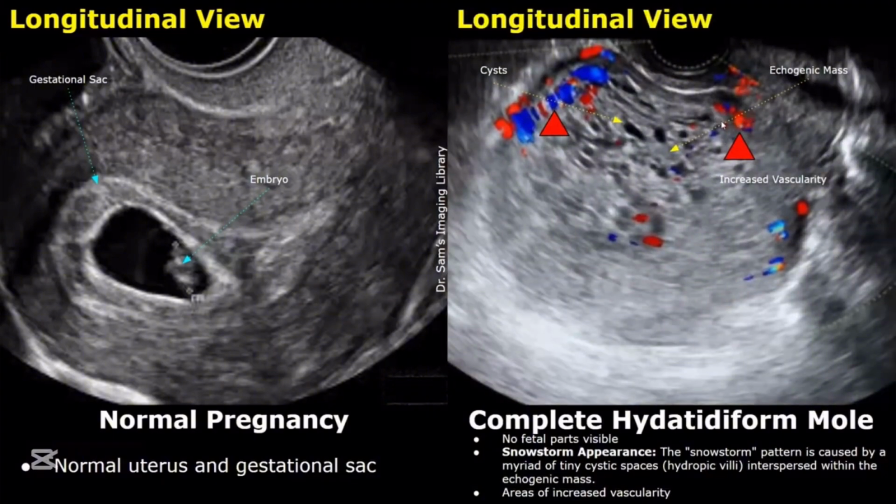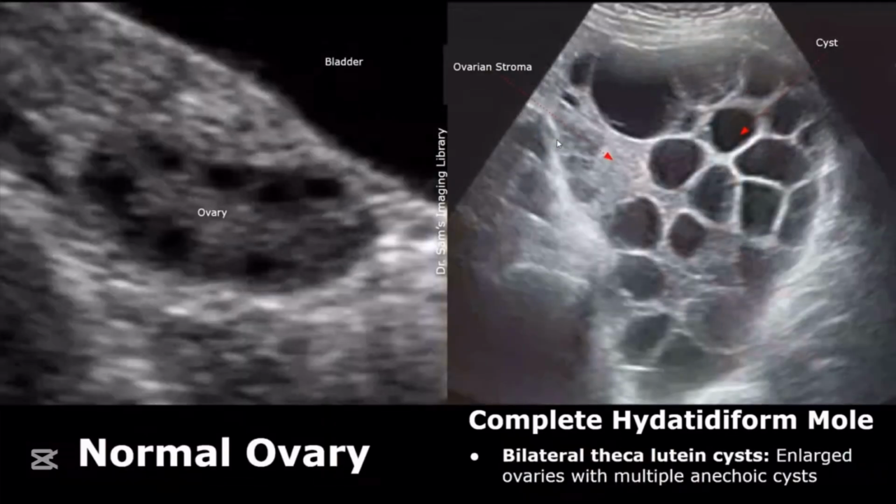In our transabdominal image, on the right side you can see an enlarged ovary which is filled with multiple anechoic cysts. This echogenic area is ovarian stroma. Both the right and left ovaries will be enlarged and will have this type of appearance.